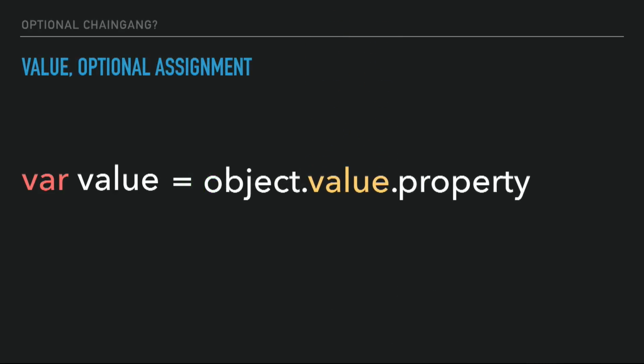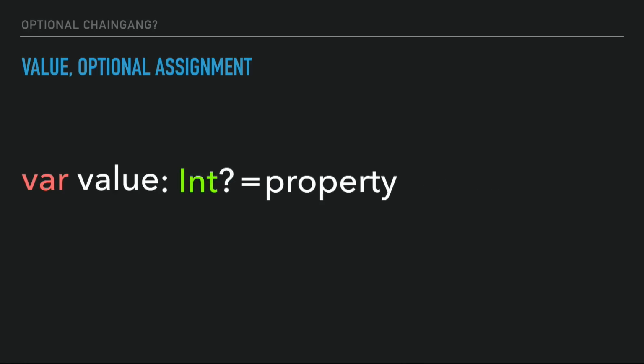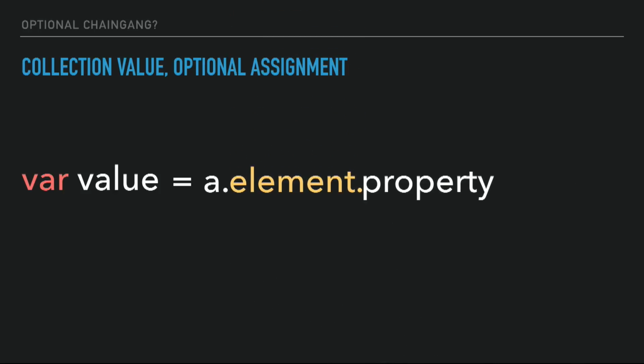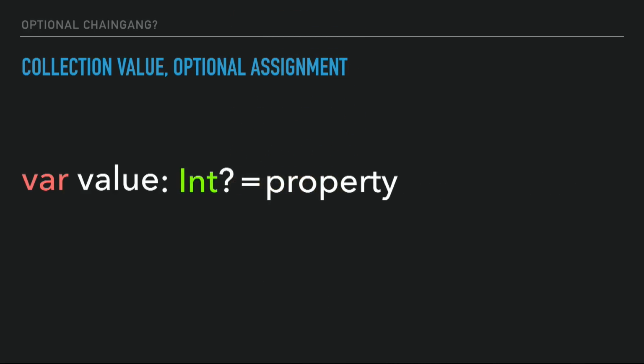All right, it works with collections as well. Sorry, it's been a long one. So this is an optional collection. This collection may or may not have a value. Its elements are not. So we get an element out. Hey, look, property is. You get the idea.